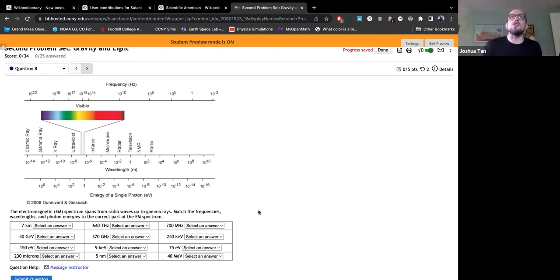situation that gives energy to photons. And it gives energy to different particles. When we measure the energy of photons, we usually measure it in this unit, the electron volt. And you can see some of these things being measured here, energy of a single photon in electron volts.